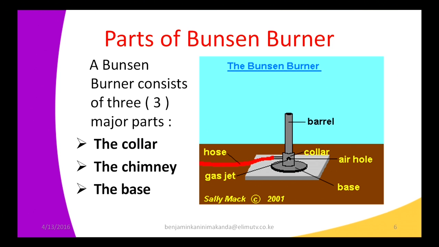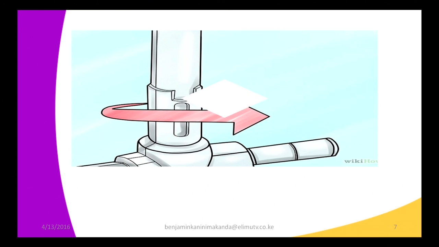Then we have the gas jet and the base. The base provides support for the Bunsen burner so that it is stable, it does not topple very easily, and is able to be supported. So those are the three parts of the Bunsen burner. Moving on, let's look at the specific parts of this Bunsen burner. And we have this one here. Which part is this?